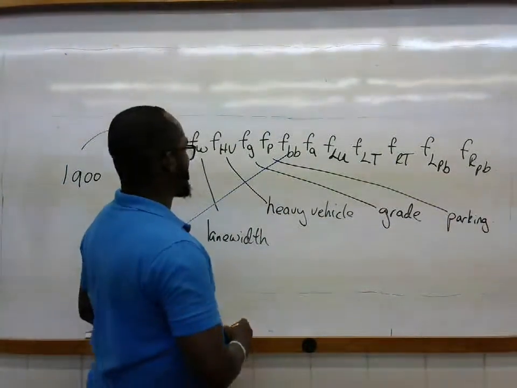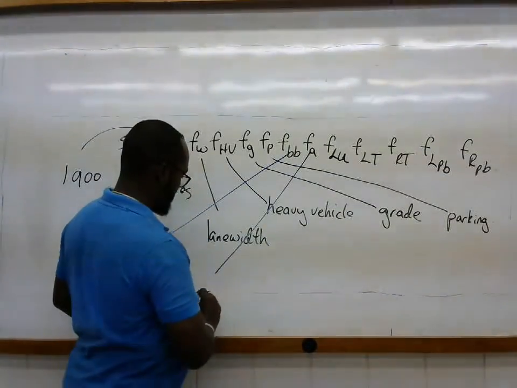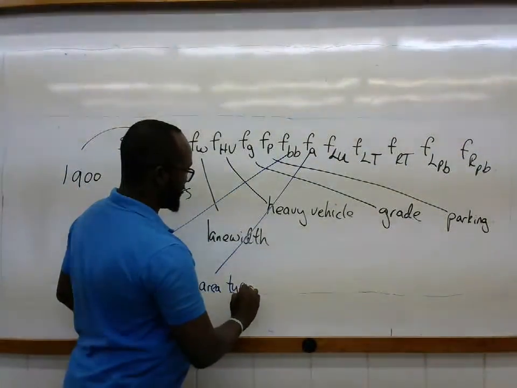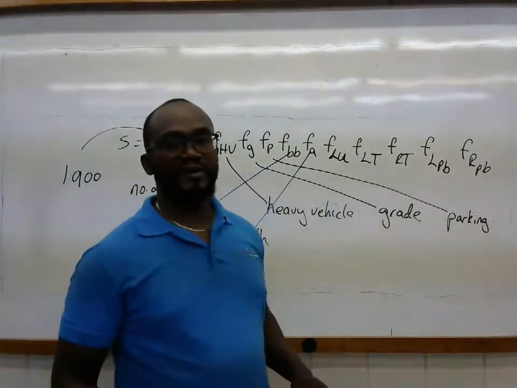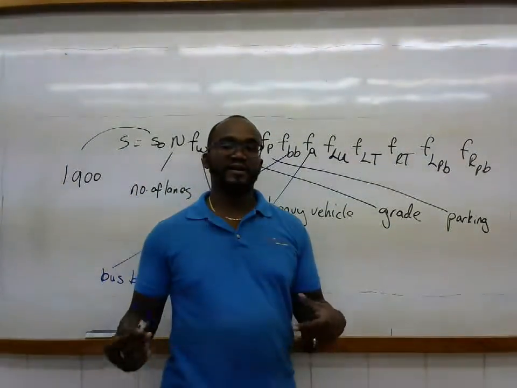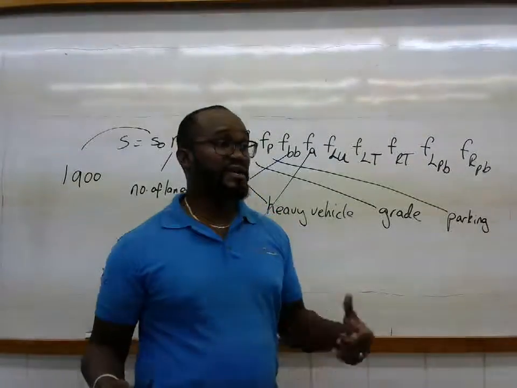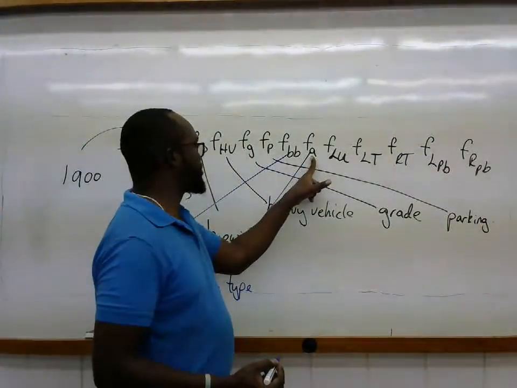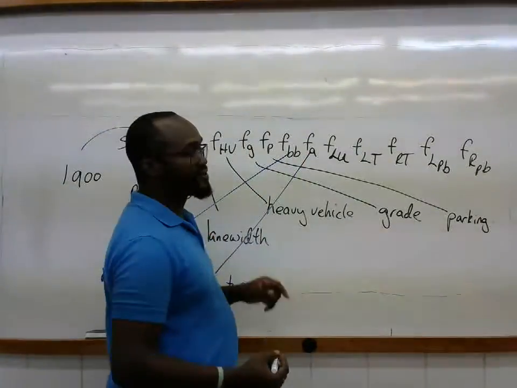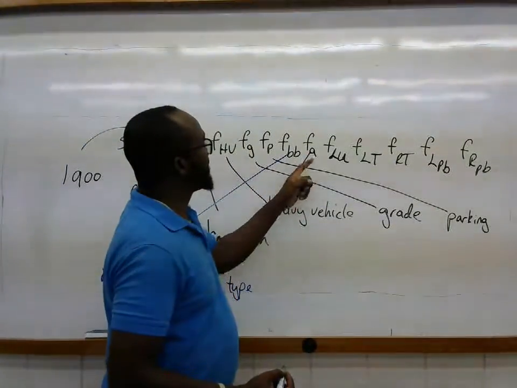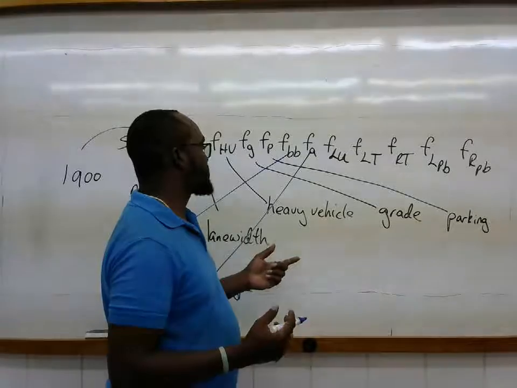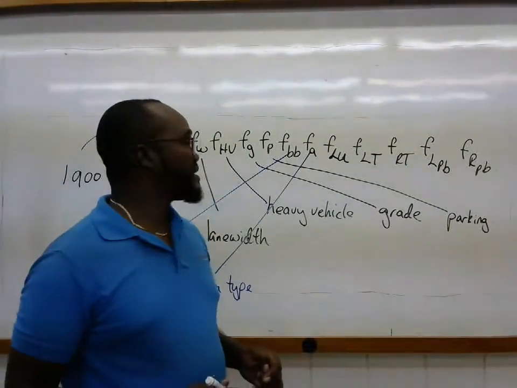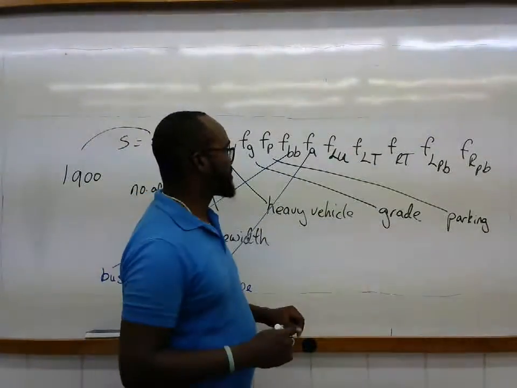FA is area type. So whether you're in a built-up area, a rural area, or a central business district, like in the heart of a city, there's a factor that is used to adjust the saturation flow as well. And of course, slight variations, yes, but the area does tend to play a part in the way drivers behave.